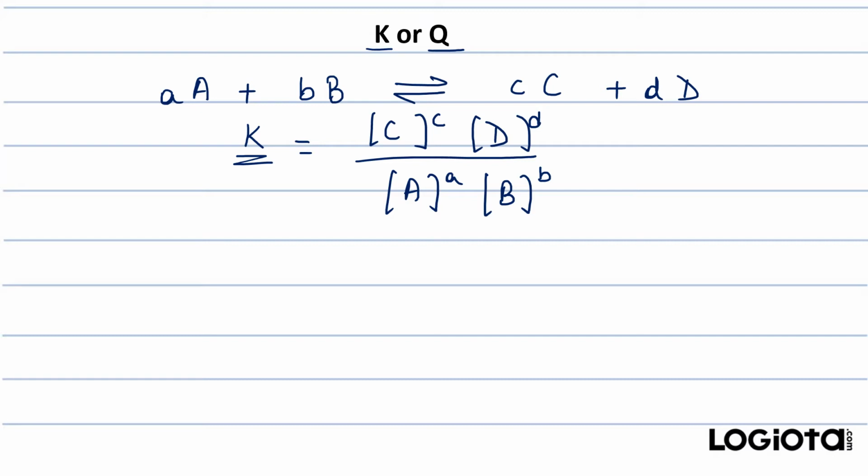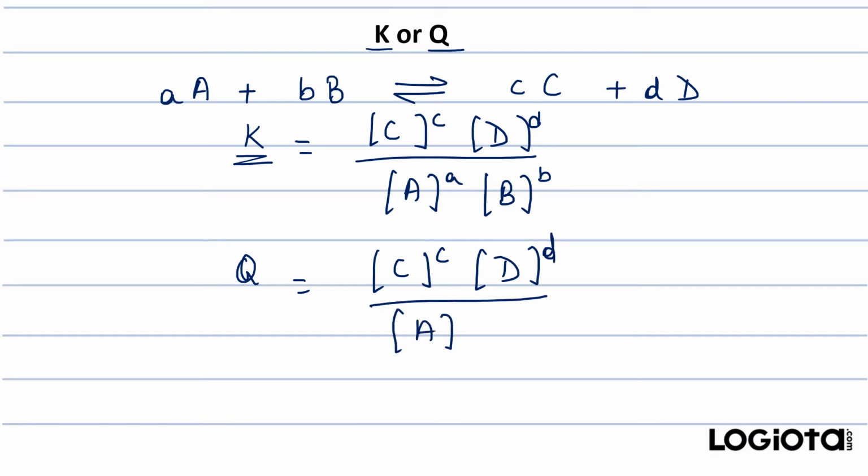But if we want to predict the ratio of concentrations of products upon reactants at any other instant, at any other stage, then it is called the reaction quotient. The equation is exactly the same as the equilibrium constant: Q is equal to [C]^c multiplied by [D]^d upon [A]^a multiplied by [B]^b. The only difference between the two is that K is for the reaction already at equilibrium and Q is at any stage.